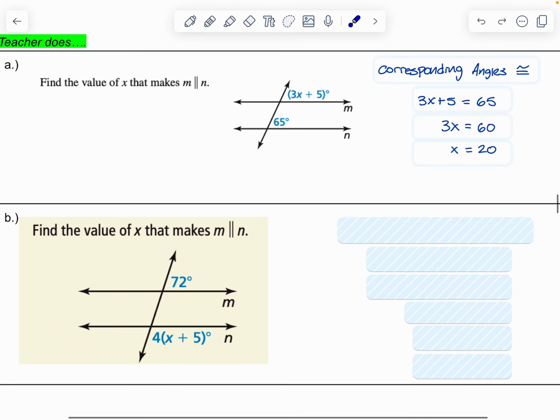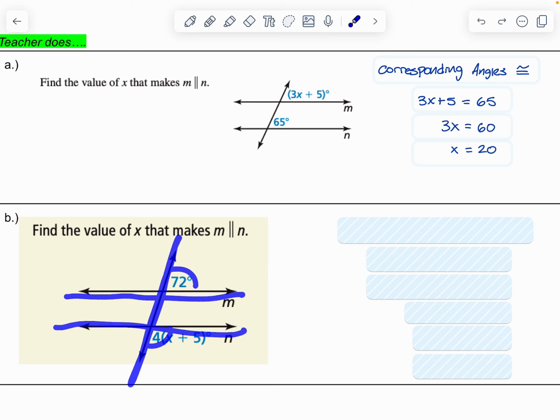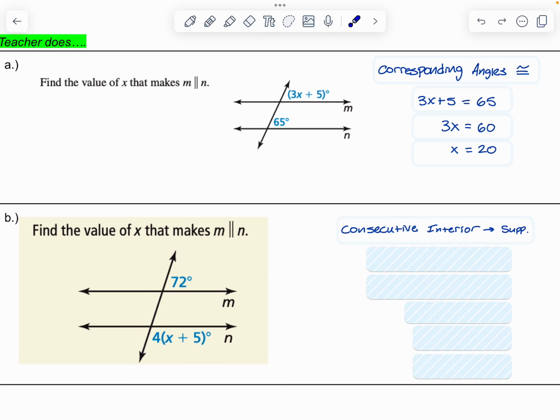Now we want to find the value of x that makes line M parallel to line N. Well, I have these two angles, they're on the same side, so they're consecutive, and they're both exterior, so they're consecutive exterior, which means that those angles need to be supplementary. Because they're supplementary, 72 plus 4 times x plus 5 is equal to 180.